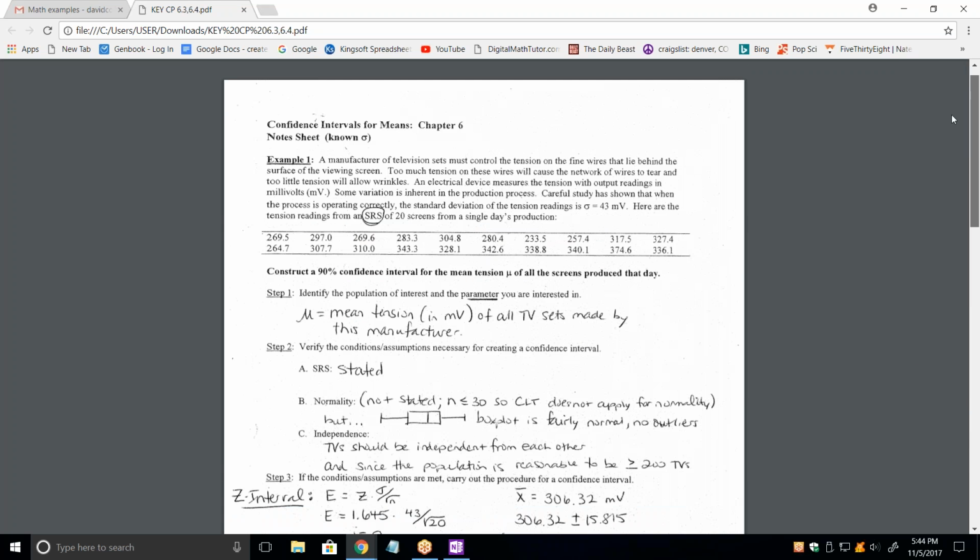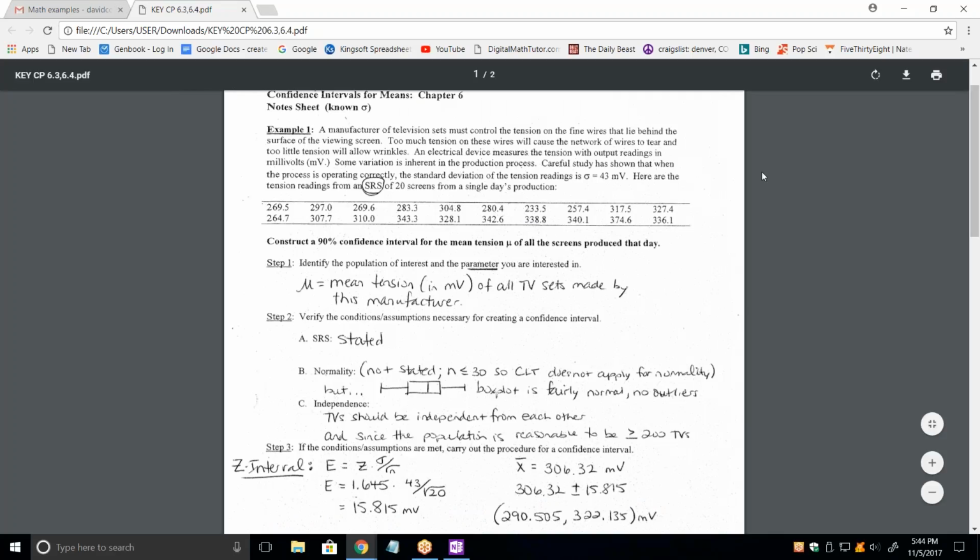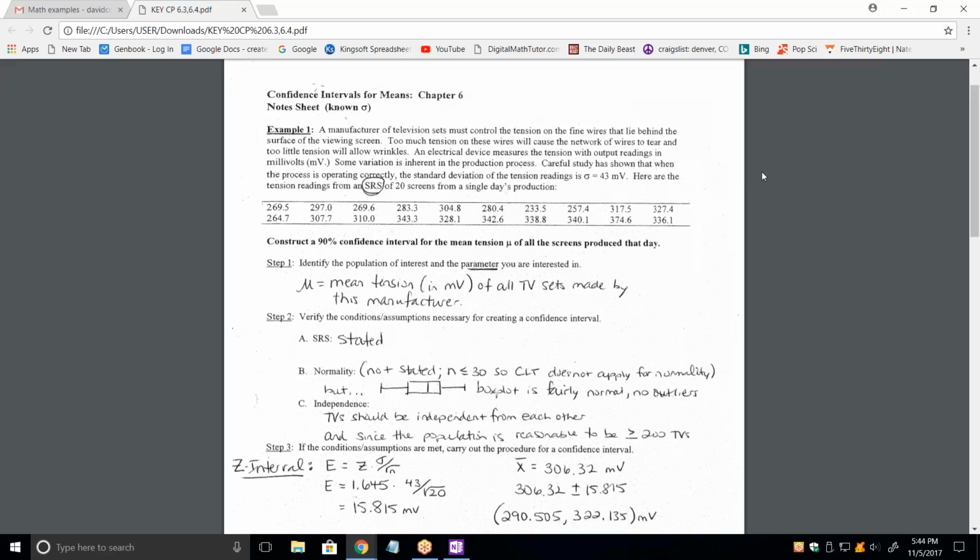I think I can tell enough about this that, notice the key is the known sigma. That's our type 1. That means we're going to use the Z formula.